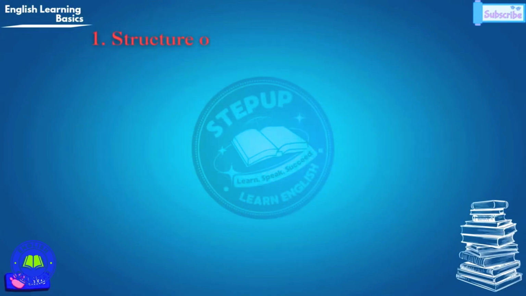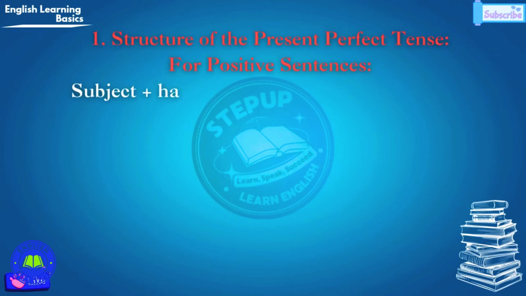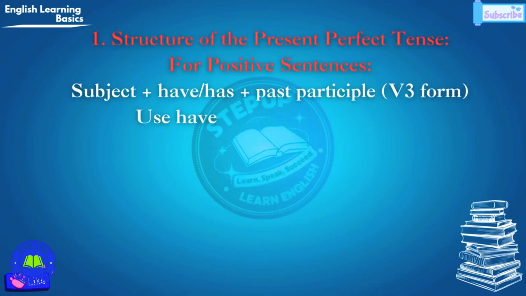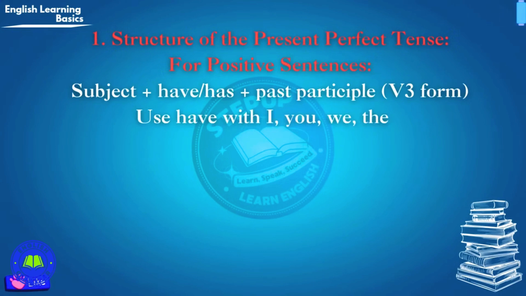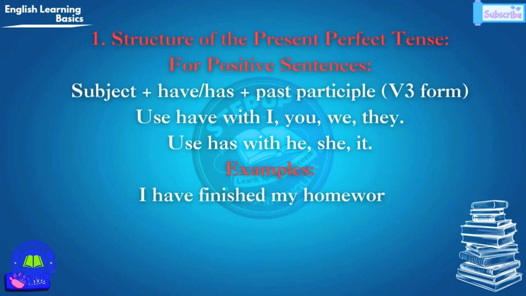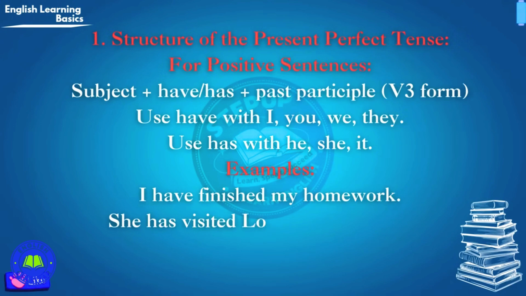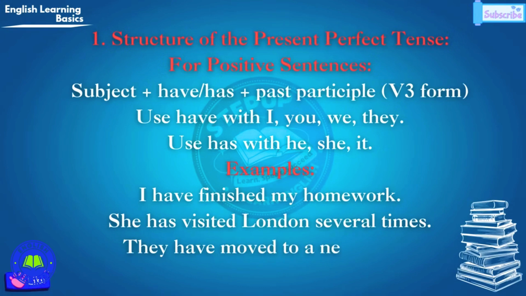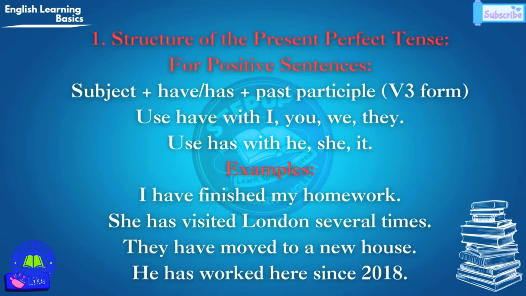1. Structure of the present perfect tense. For positive sentences: subject plus have, has, plus past participle, V3 form. Use have with I, you, we, they. Use has with he, she, it. Examples: I have finished my homework. She has visited London several times. They have moved to a new house. He has worked here since 2018.